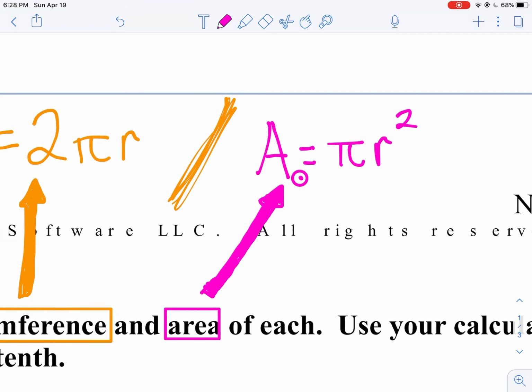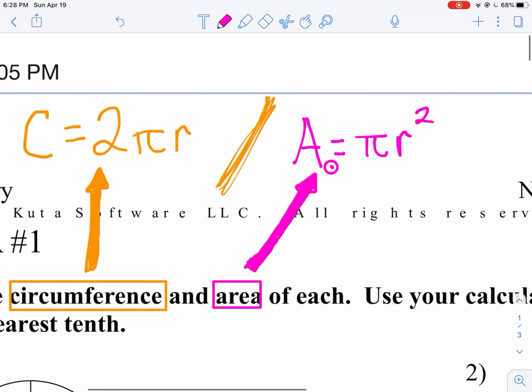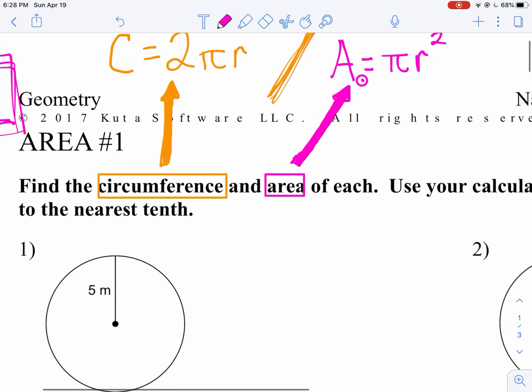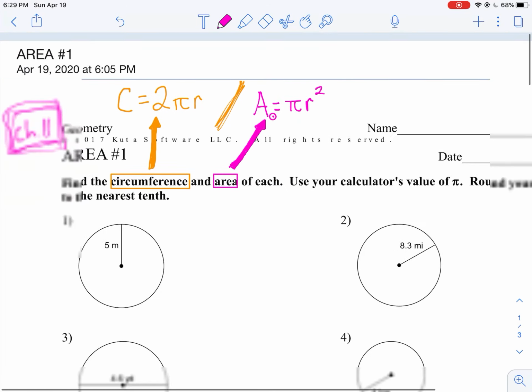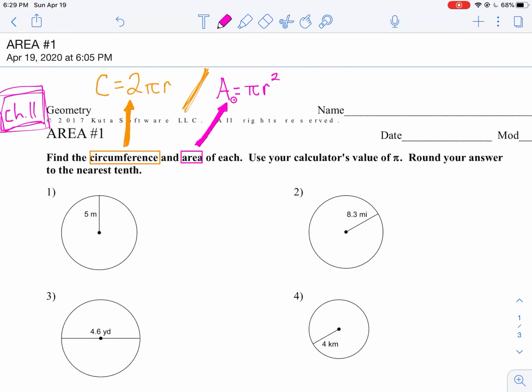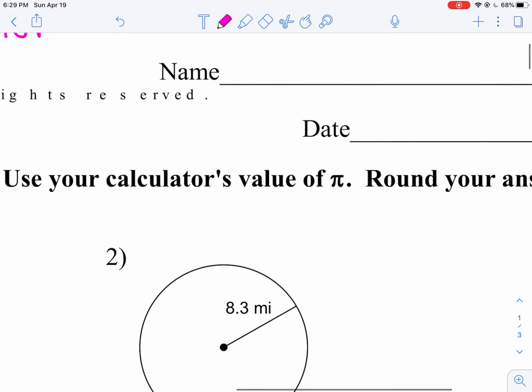So when we're trying to fill in our answers for this first section here, all we're really looking for is the radius. Can we find the radius of our circle? If we have that, then we can find the area and the circumference, which is what I believe the directions ask for. Find the circumference and area of each. Use your calculator's value of pi. Round your answer to the nearest tenth. So we're going to be using pi.